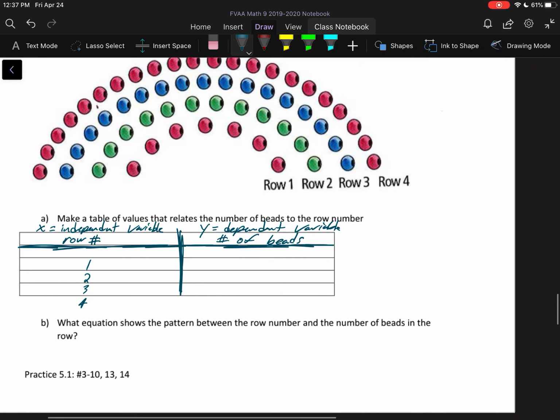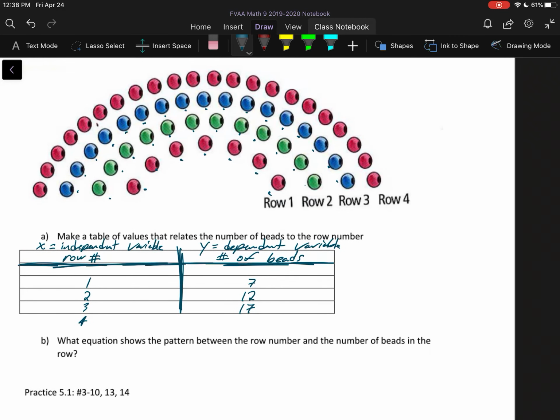How many beads does row 1 have? 1, 2, 3, 4, 5, 6, 7. Row 2 has 1, 2, 3, 4, 5, 6, 7, 8, 9, 10, 11, 12. Row 3 has 17. And if I were to ask what you would guess to be the amount of beads in row 4, what would you say?